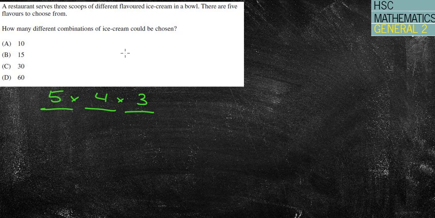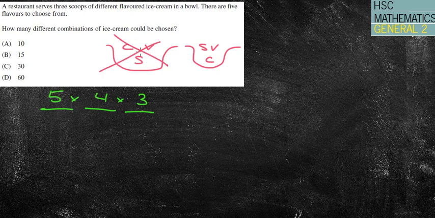Well, if I've got a bowl of ice cream and I've got chocolate, I've got vanilla, and I've got strawberry, would that be the same as having strawberry, then vanilla, then chocolate? And the answer would be yes. They would be the same combination. Therefore, I want to get rid of one of them. Okay, in this case, it's not a first, second, or third. So I'm going to divide it.